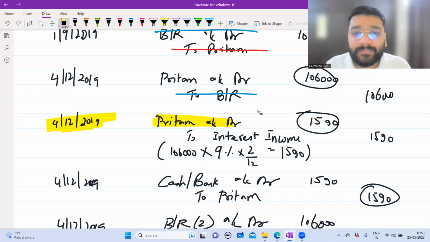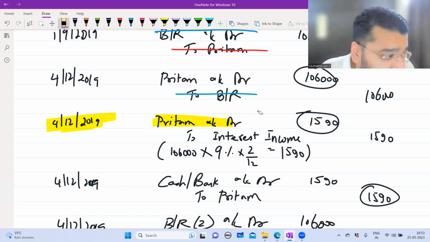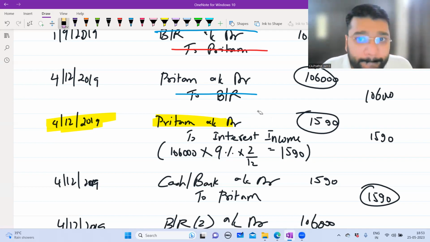Yes, sir. But if it is a normal case, if it's just an income and not accrued income, we'll just see cash to interest income, and it will be closed by the P&L entry. That's it. Come again, I'm not clear with what you just said. If it is not an accrued income, we just do cash to interest income, and the account will be closed by P&L. Okay, I got your point.